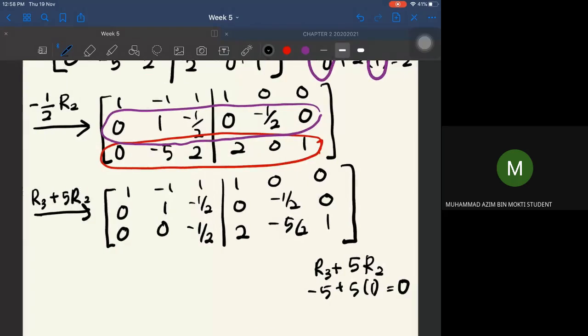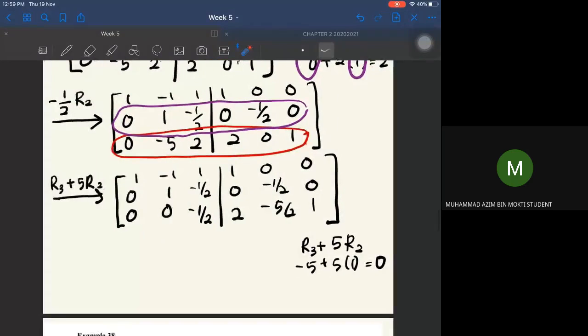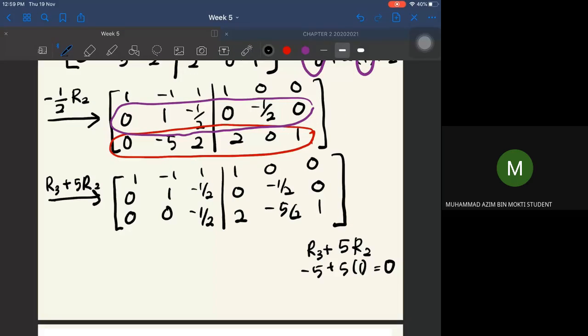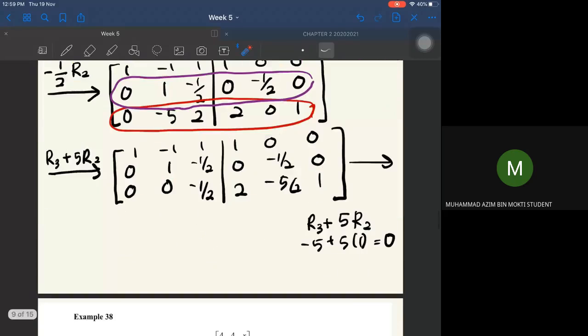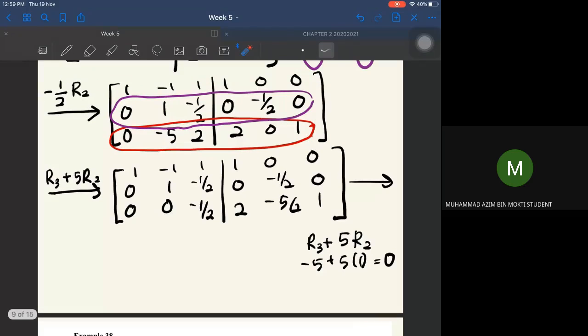Okay, saya ambil contoh yang ni, okay. Kosong tambah 5 darabkan dengan negatif 1 per 2. So akan dapat negatif 5 per 2. So you proceed on your own, you akan dapat lah ni. Okay. So the next step, kita nak jadikan so ni dah settle. Kita nak jadikan this one 1. Okay. So apa operation dia? Cepat, siapa tahu?